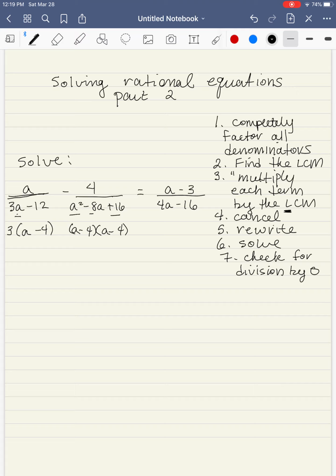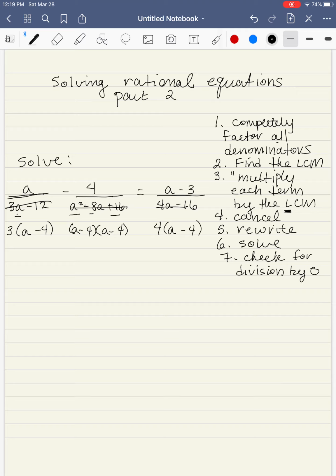And that is a minus 4 squared, but I'm going to go ahead and write it as a minus 4 times a minus 4, so I can see each of my separate factors as I'm trying to find my LCM. And then on my last term, I have a 4 common, so I can factor out the 4, and I'm left with a minus 4. So these are the same as my denominators.